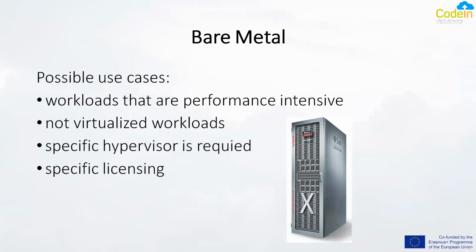Bare metal configuration is used when you want your own high-performance hardware available in the cloud, but use software that cannot run on virtual machines and has specific licensing. It is also possible that on such hardware, you want to have a particular hypervisor on which you will install virtual machines. However, you use a shared cloud infrastructure in the context of the data center that houses that hardware.